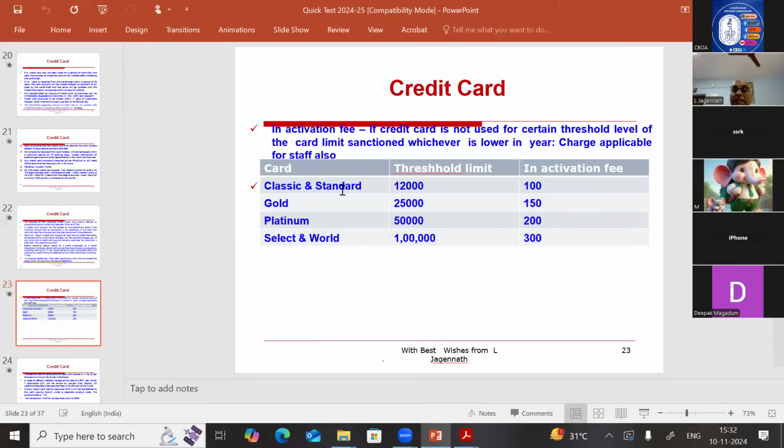Example, standard and classic card. The threshold limit is fixed at 12,000 rupees. If it is not used up to the threshold limit of 12,000 rupees in a year, the inactivation fee is 100. Gold card 25,000 rupees, 150. Platinum 5 lakh, that is 50,200. Select and gold card 1 lakh, that is 300 rupees inactivation fee. So the threshold limit or the card limit, whichever is lower. If it is not used in a year, this is the inactivation fee the bank will charge to the credit card holder. This is applicable to the staff members also.